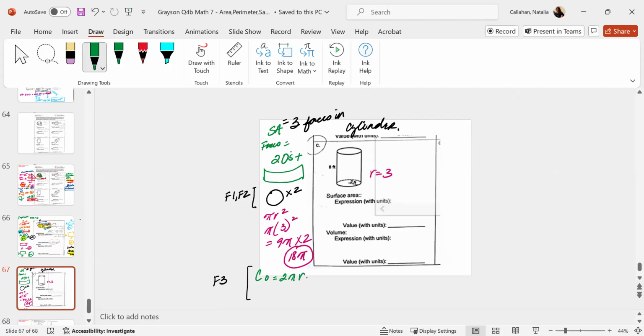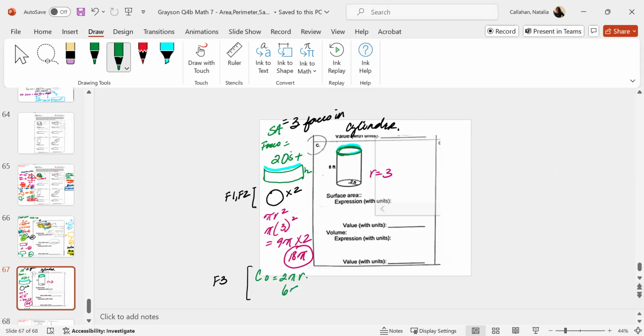2 pi r, okay? Because it's going to be this piece right here. Do you see how that's a circumference? This circumference is the same thing as this if I were to unroll it. Do you see that? Yeah. That's why to find this, you have to find the circumference and then multiply it by the height, correct? So radius is 3. So what's 3 times 2 pi?